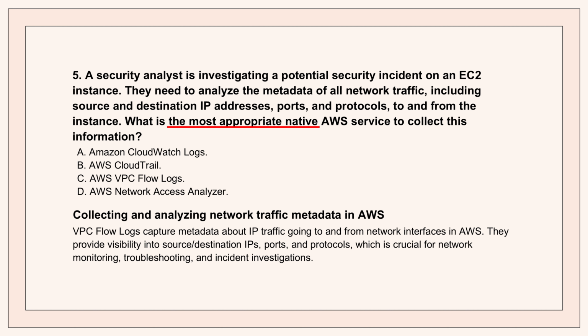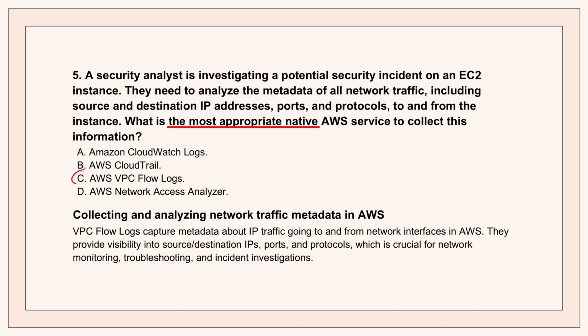Oh, for network traffic metadata in AWS, the answer is definitely VPC flow logs. They're absolutely indispensable for this. They're specifically designed to capture metadata about all the IP traffic flowing within your AWS virtual private cloud. And they capture exactly what that analyst needs.